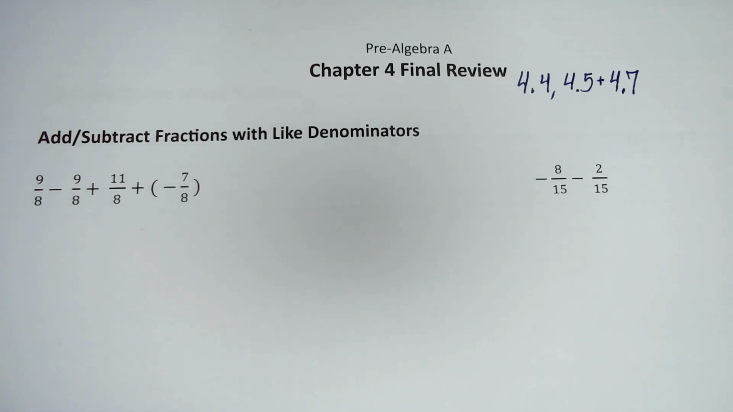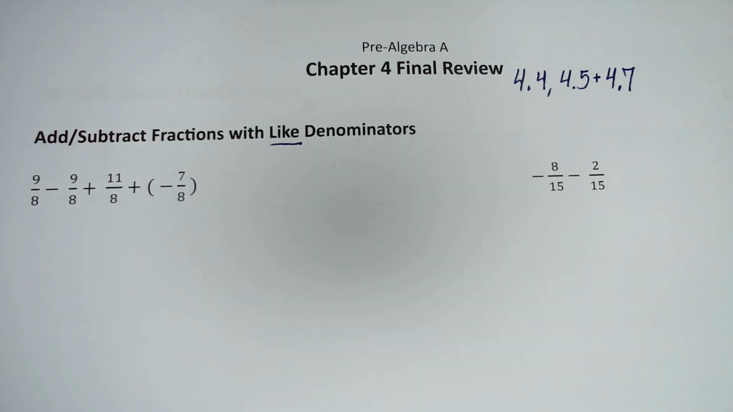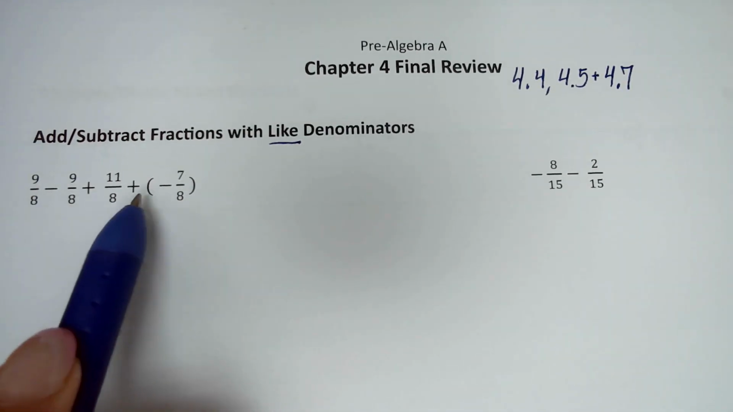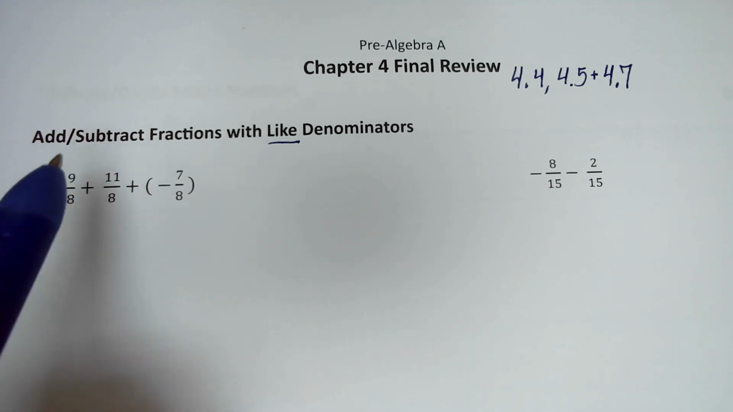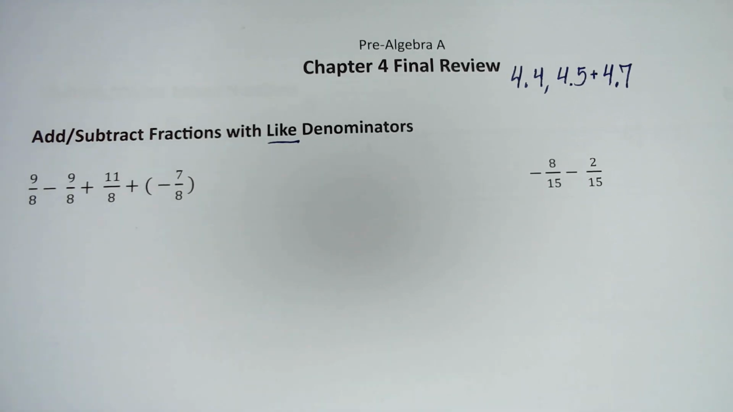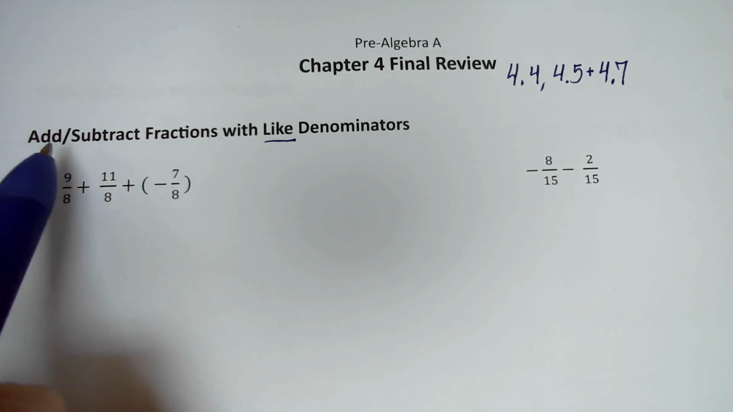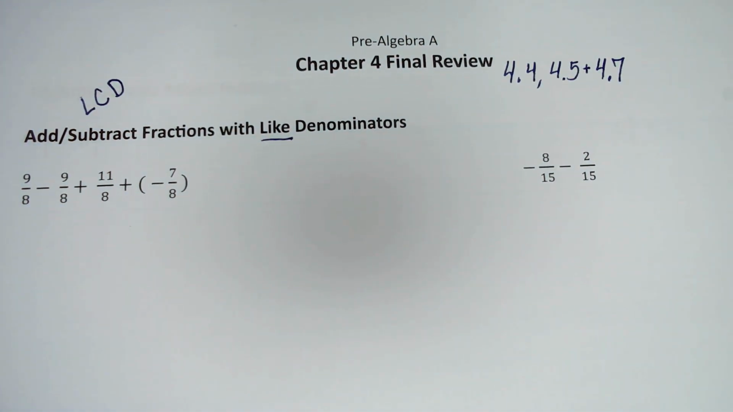and subtracting fractions with like denominators. So this is when the denominators are already the same. Because remember, if we're adding and subtracting, the denominators have to be the same before we can do that. Multiplication and division is different. We don't need common denominators. But adding or subtracting, we definitely need to find our least common denominators.